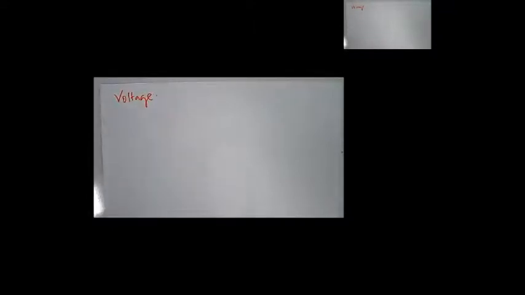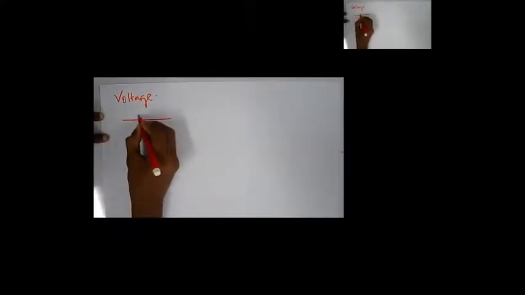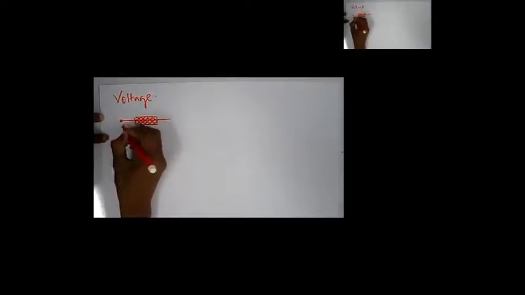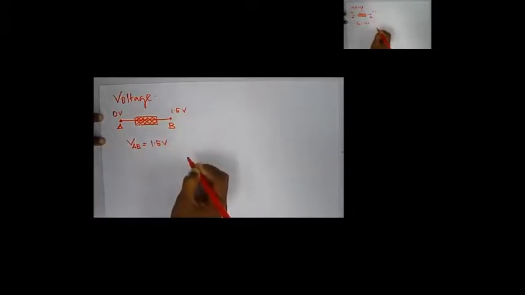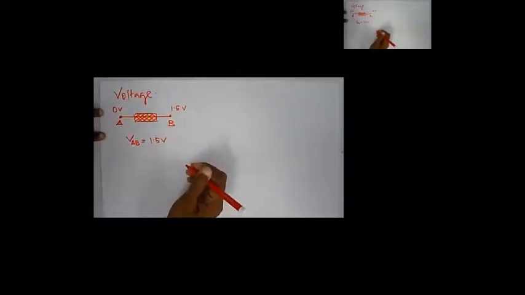An EMF or a voltage is called the potential difference between 2 points. For example, I have an electrical component here, an unknown component, with a point A and B. A voltage will be the potential difference between these 2 points. If you have 0 voltage here and 1.5 voltage here, the voltage difference between A and B, VAB, is equal to 1.5 voltage.